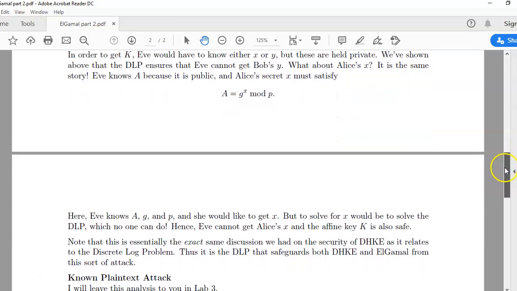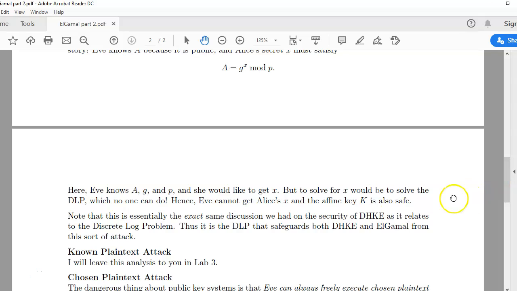So this is secure against the most basic sort of attack. Please note that this is exactly the same discussion we had about the security of Diffie-Hellman as it relates to the discrete log problem. The discrete log problem is central to cryptography, and it will not be the last time we see it. We're not done with it. Thus it is the discrete log problem that safeguards both Diffie-Hellman key exchange and El-Gamal from this sort of attack. Okay, so let's take a break and we'll look at the next message attacks in the next lecture.